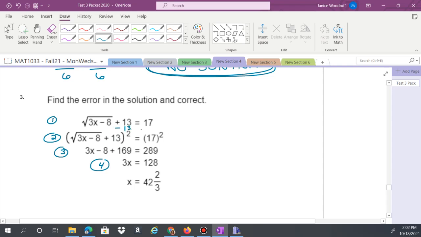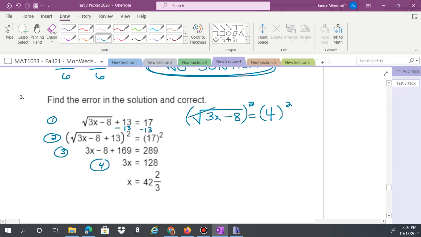So subtract that 13. So you have square root of 3x minus 8. Now this is going to be 17 minus 13, so it's going to be 4. That was that error there. We forgot to isolate, so very first step. Then the rest of it, we did raise, solve, right? So we did everything else. We just forgot that first step of isolating. So you can't raise until the square root is completely isolated. So now we can raise.